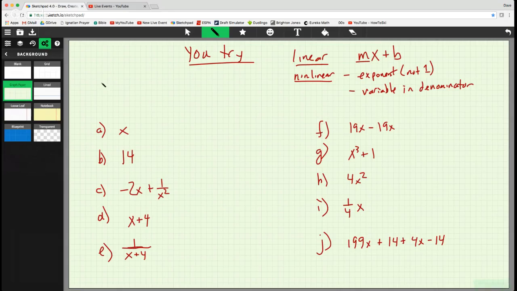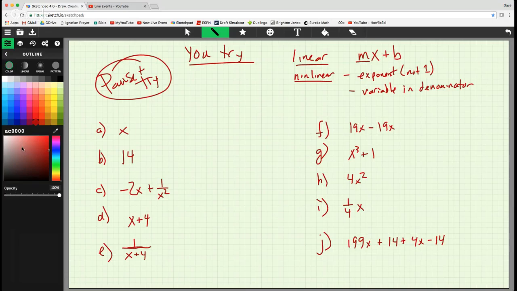Okay, so now pause and try. Okay, I assume you're back now. Let's give out our answers. This is yes. This is yes. This is no. Our problem here is our x squared on the bottom. This is yes. And if I take this same thing that's a yes and I put it on the bottom, it's a no. My x term has to be on the top.